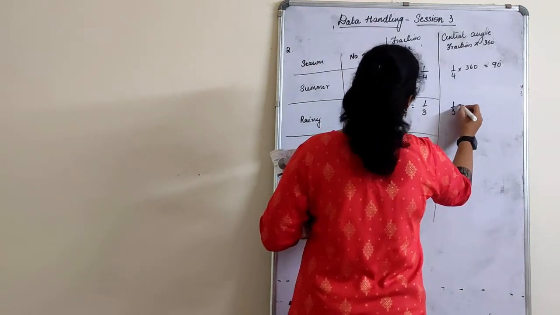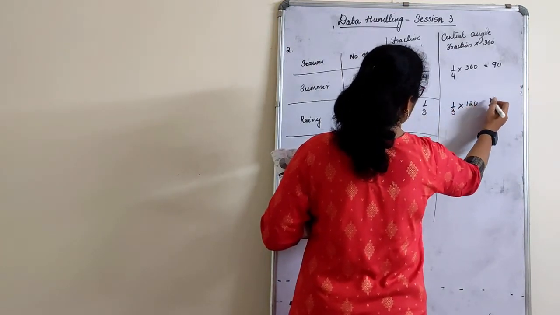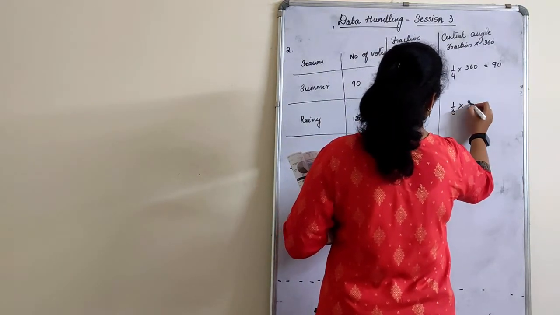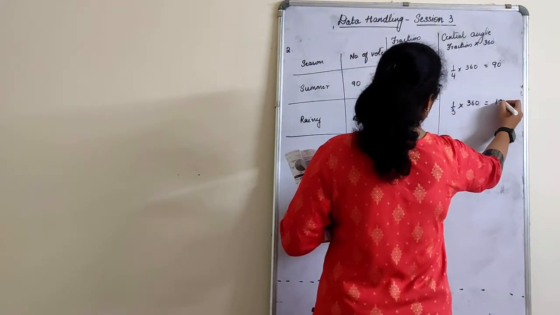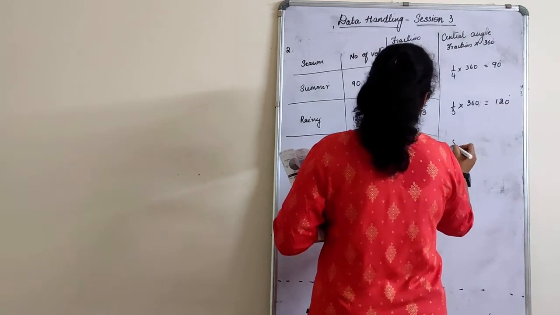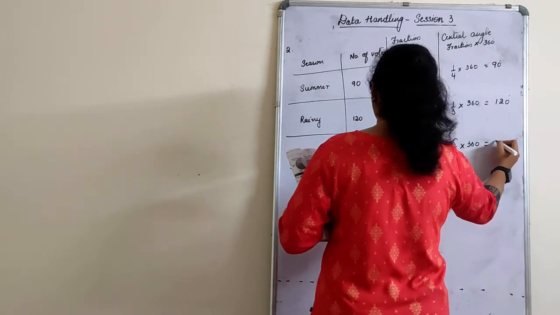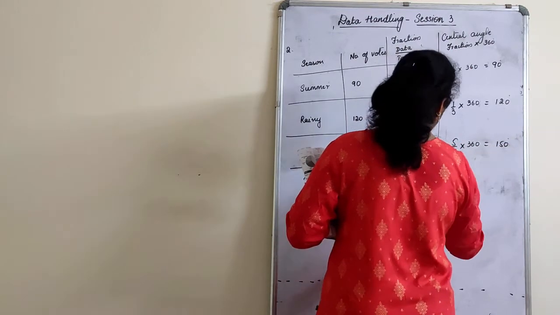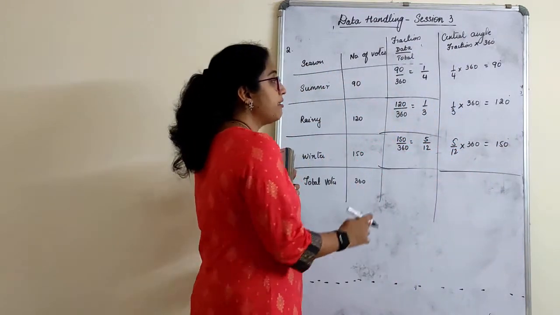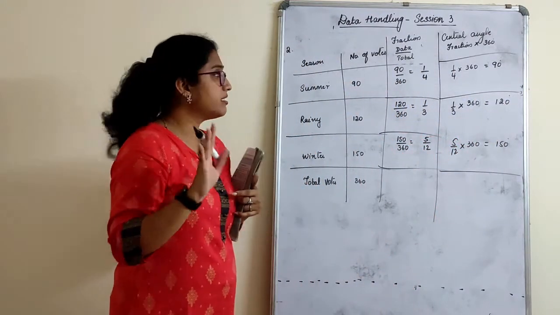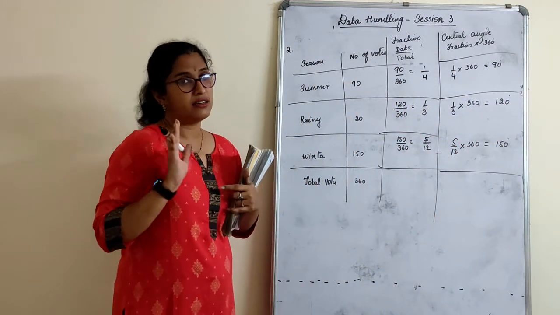So this is 1 by 3 into 360, sorry, not 120. So you get the answer as 120. 5 by 12 into 360. So you get the answer as 150. Total will be 360. That means these are the central angles you are going to plot. This is the actual method as they have given in the book.